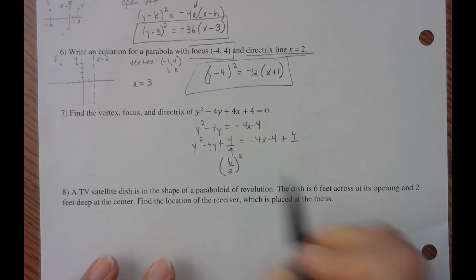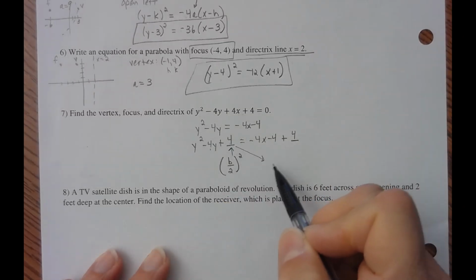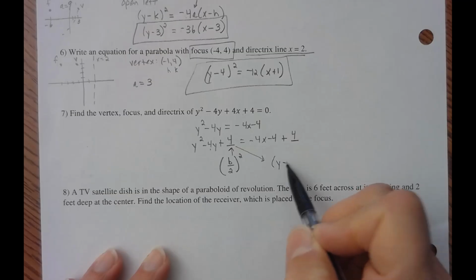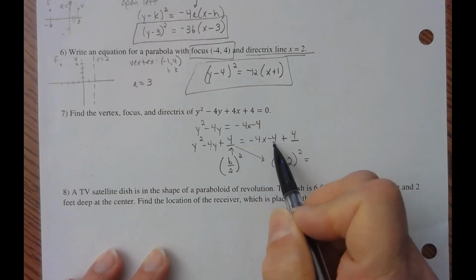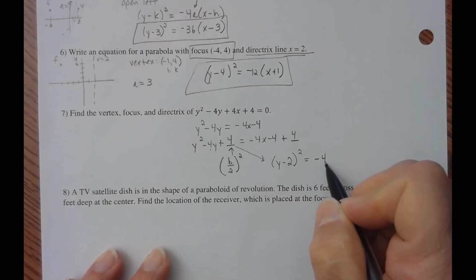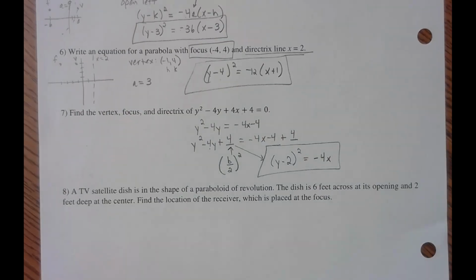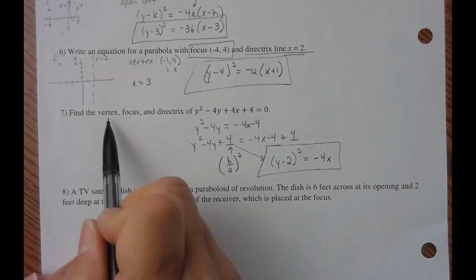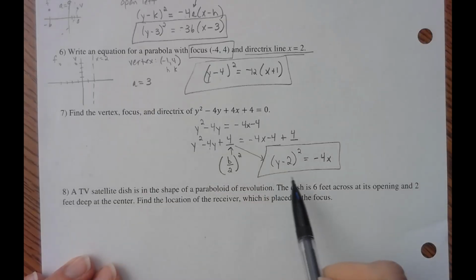I'm almost there. I'm going to factor this. So this becomes, I made it a perfect square, (y minus 2) squared. When I simplify this, negative 4 plus 4 is 0. Let's get equals negative 4x. Now I have vertex form, and from here, I can find the vertex, focus, and directrix of this parabola.